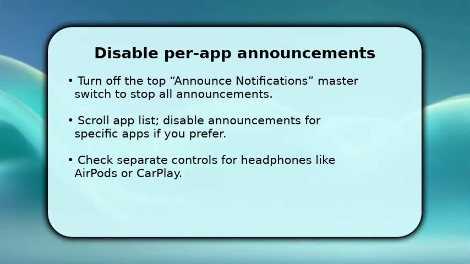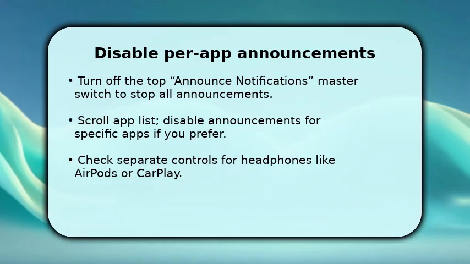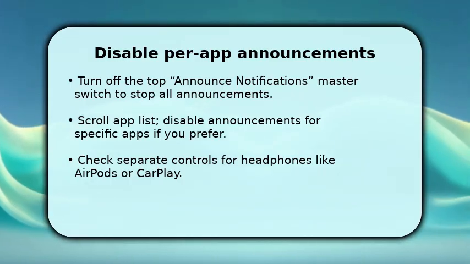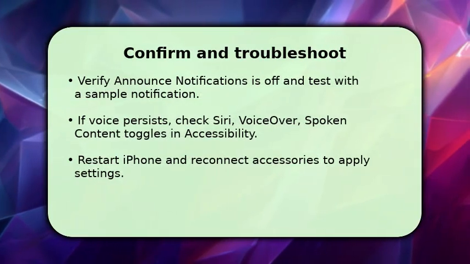If you want silence only in certain contexts, leave Master off and selectively enable apps. For complete silence, keep the master switch off, and you finish by testing. Send a message or use another app to trigger a notification and confirm nothing is spoken.